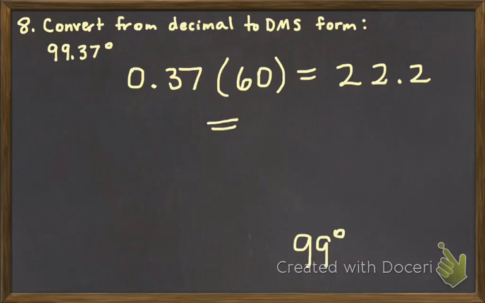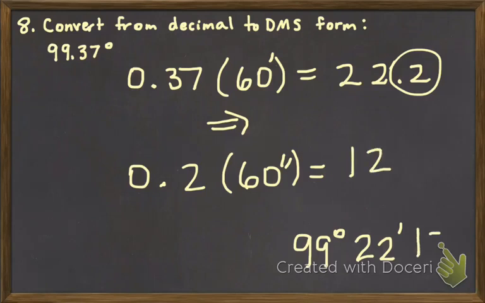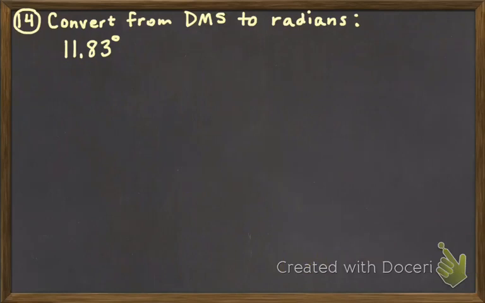So that step gives us that there are 22 minutes, and then we have the 0.2 to contend with, so we bring the 0.2 down and multiply that by 60, as we did with the minutes. Now we're doing 0.2 times 60 seconds, and 0.2 times 60 is 12, so that tells us that we have 12 seconds. And that's our final answer: 99 degrees, 22 minutes, 12 seconds.